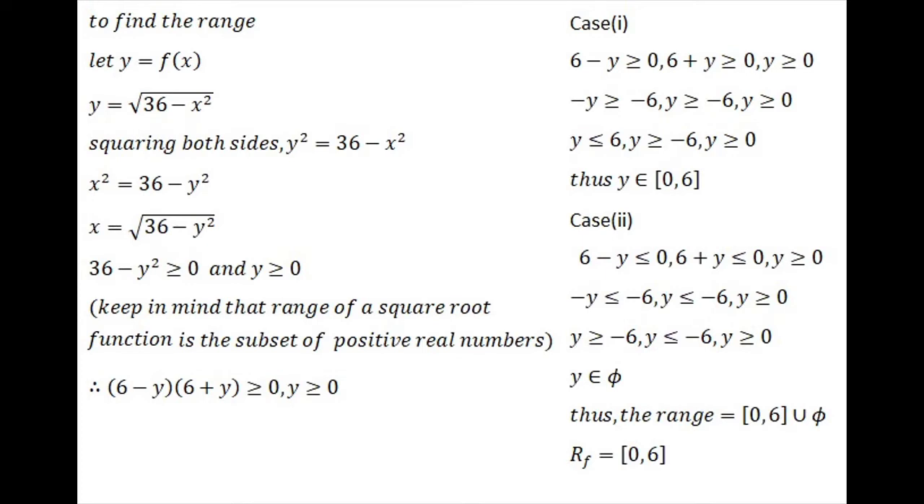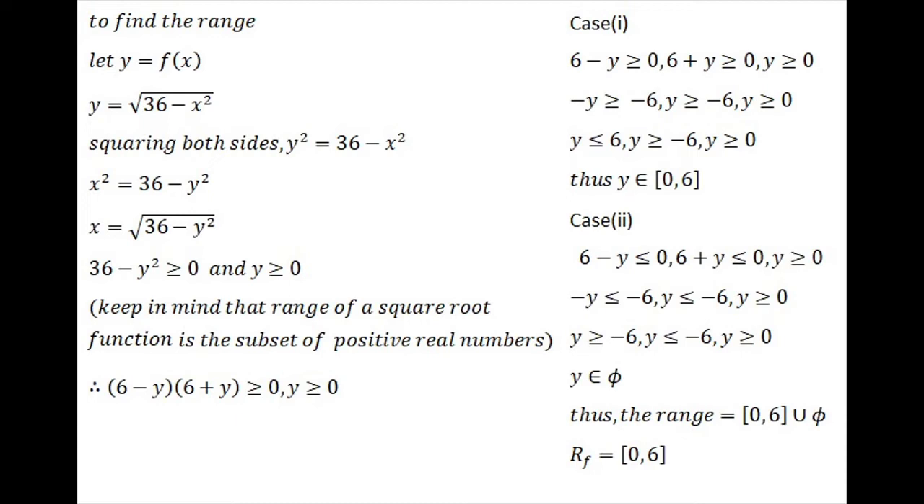Now to find the range, we have to make y equal to f of x, so y equal to root of 36 minus x square. To get x in terms of y, you need to square either side. So y square equals 36 minus x square, x square equals 36 minus y square, x equals root of 36 minus y square. Here that 36 minus y square should be greater than or equal to 0, and keep in mind that y must be greater than or equal to 0 because it's a square root function. If you factorize that, it will be 6 minus y into 6 plus y is greater than or equal to 0, comma, y greater than or equal to 0.